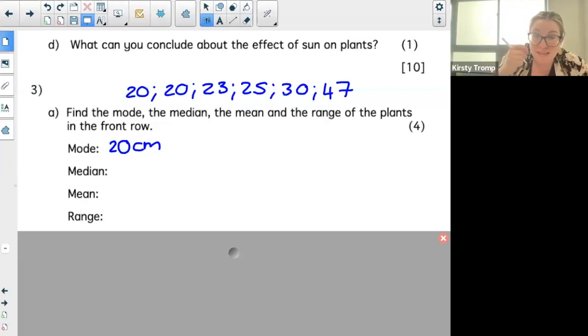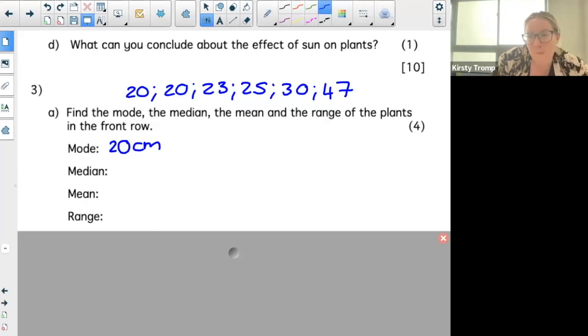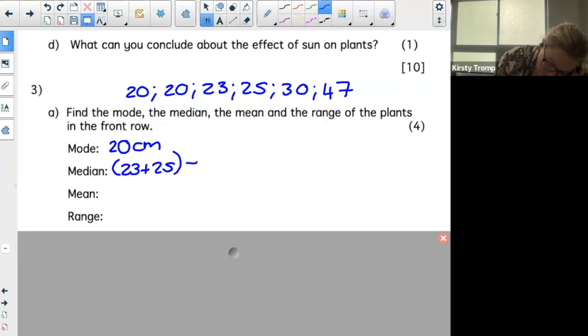So Mulalo's busy helping us out, Tando, but you also can tell me because you're talking to me, what happens if I've got two numbers in the middle? What do I do? Do you know? So, ma'am, you add the two numbers in the middle and then you divide it by 2. You're amazing. Well done. So you're going to say 23 plus 25, and you're going to divide that by 2. Well done, Tando.